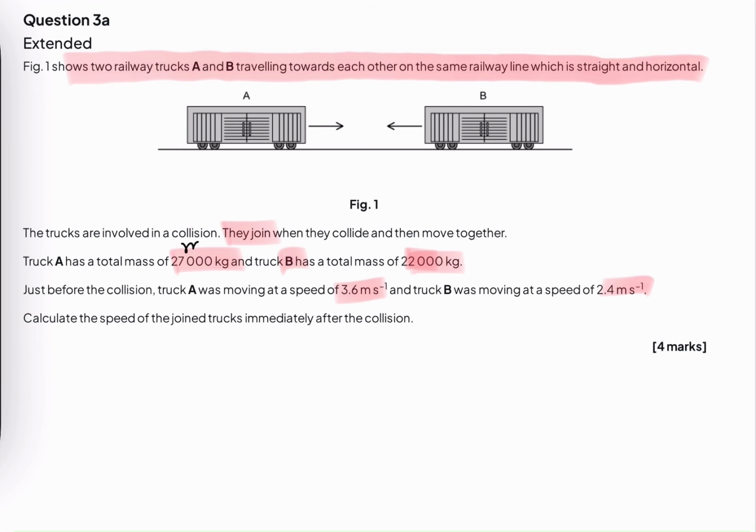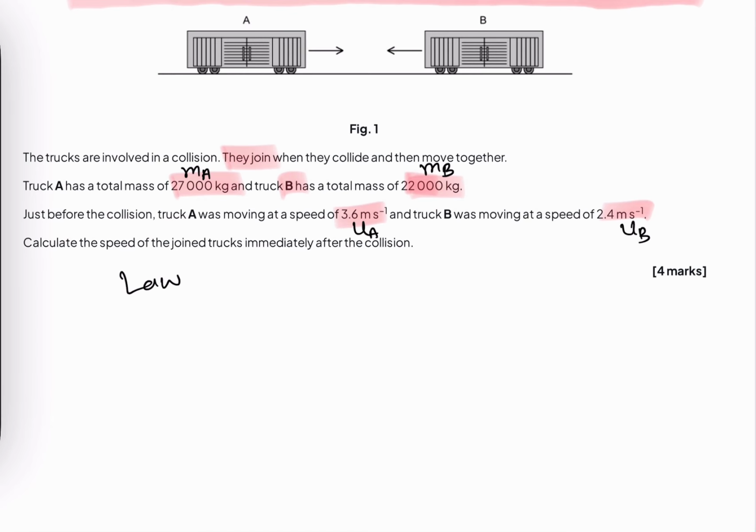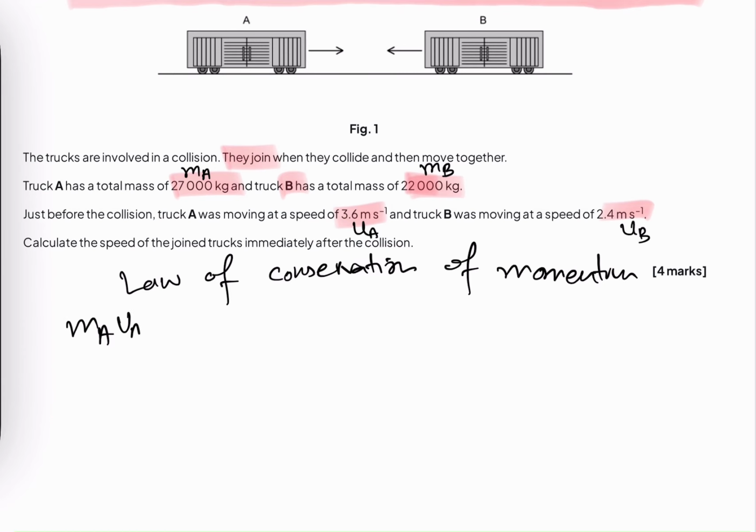Okay, so we have MA, we have MB. We can say initial velocity of A, initial velocity of B. So writing down the law of conservation of momentum, it is MAUA plus MBUB is equal to MAVA plus MBVB, and we know that VA is equal to VB, that can be simply written as V, because after colliding they both have the same speed.